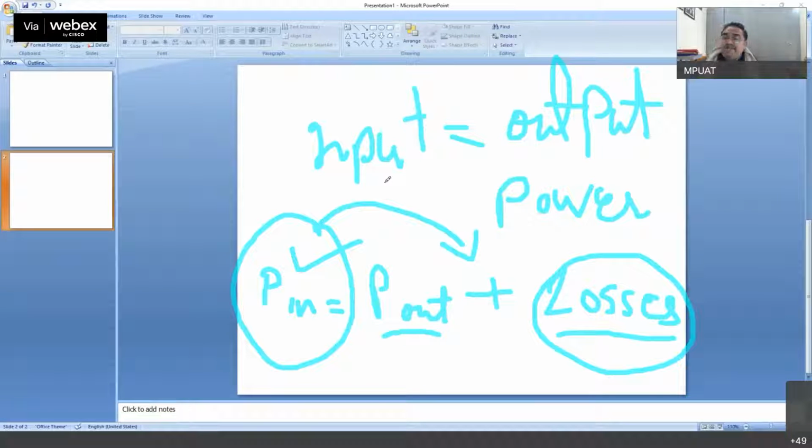And ideally power also remains the same, that is input power is equal to output power. What changes? The voltage and current level changes. The voltage and the current level changes. This is what about the transformer. Okay, any doubts so far regarding the definition of the transformer?